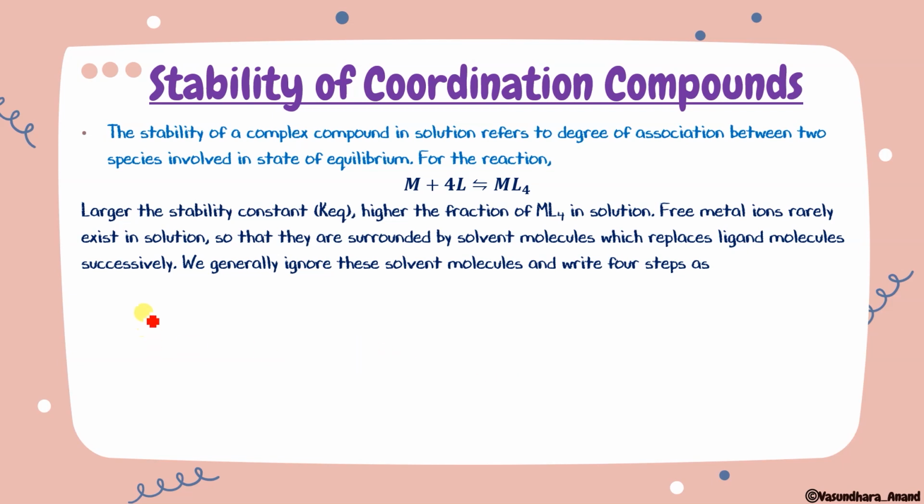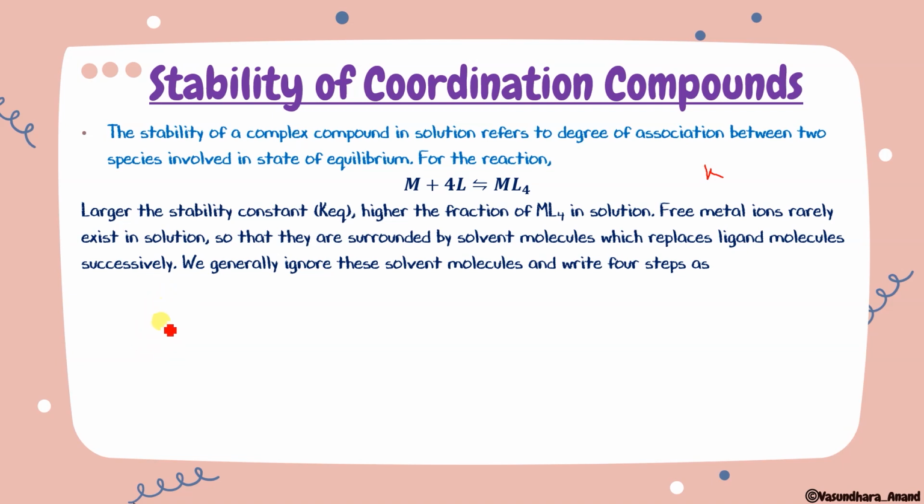Yes. So it is said that the larger the stability constant, the higher the fraction of ML4 in the solution. Obviously, K is given as ML4 upon the rest, so the higher the concentration of ML4, the higher the equilibrium constant. Higher the stability constant, higher will be the ML4 fraction, isn't it? Free metal ions rarely exist in solution. So metal ions in the free state rarely exist, and they are surrounded by solvent molecules which are replaced by ligand molecules successively.